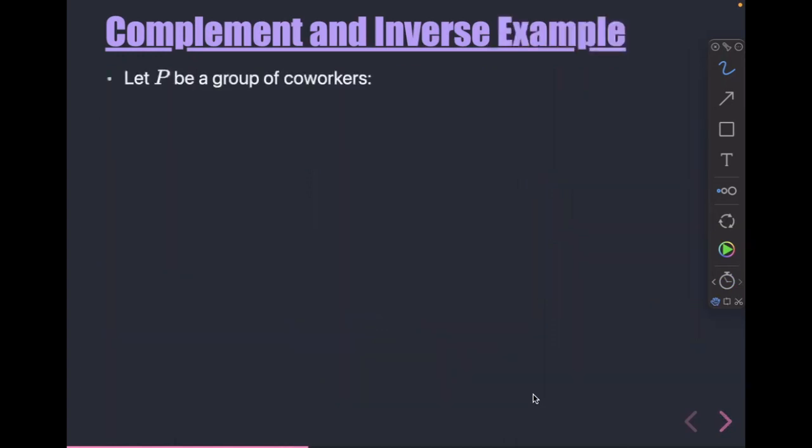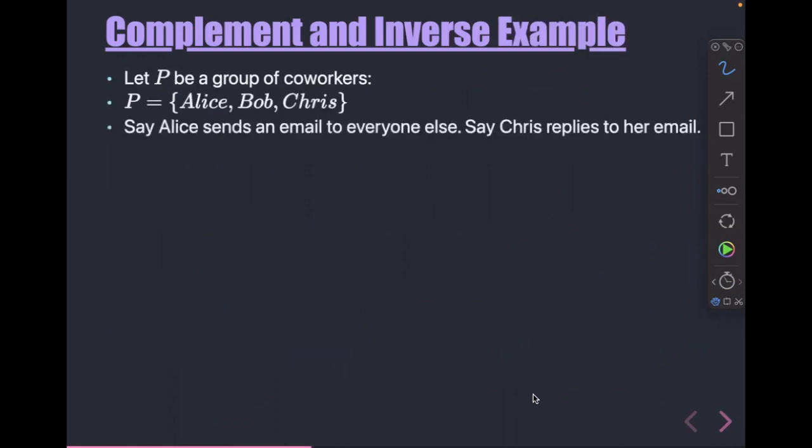So if I have a group of coworkers, Alice, Bob, and Chris, and I want to create a relation where Alice sends an email to everyone else, and say Chris replies to her email. So if my relation R is A and B, such that A and B is in P, so P is just my set of people, and A sent an email to B, so that's my second property, right? A sent an email to B.